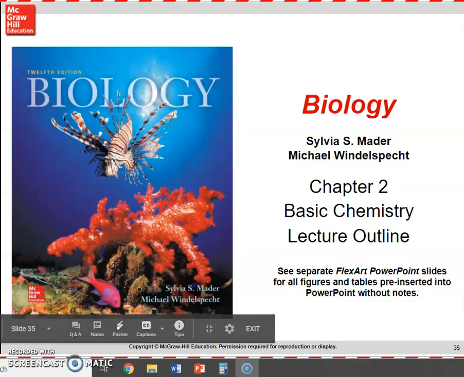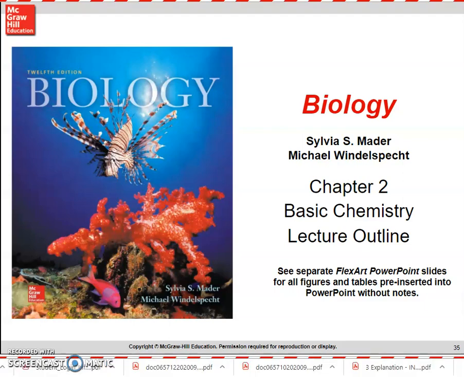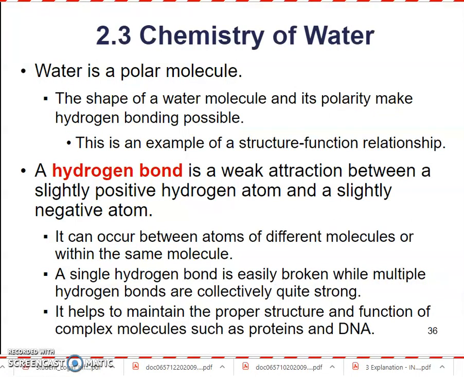Alright, hey guys, today we are working on Chapter 2, Sections 3 and 4, so let's dive right in. Chemistry of water. Water is a polar molecule. The shape of a water molecule and its polarity make something called hydrogen bonding possible. This is an example of a structure-function relationship.